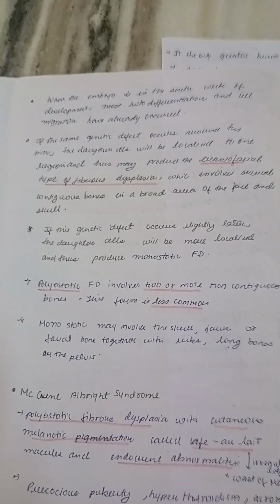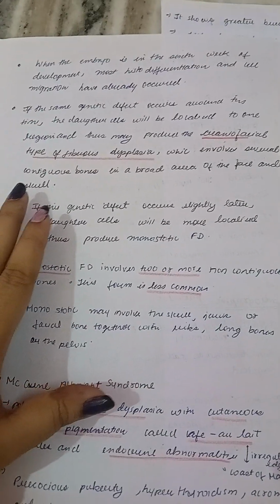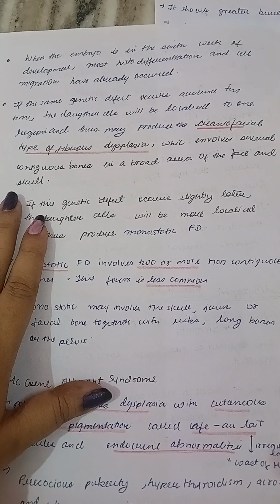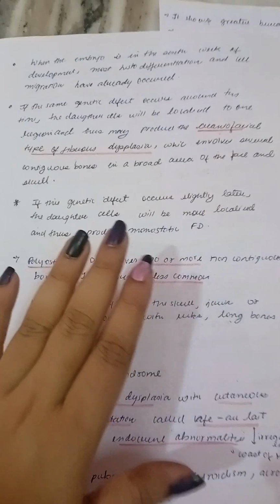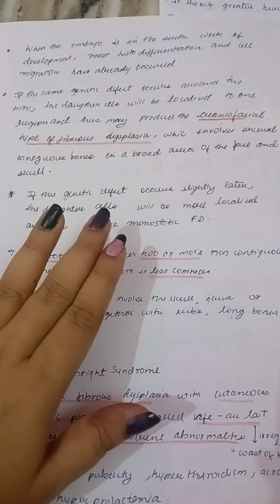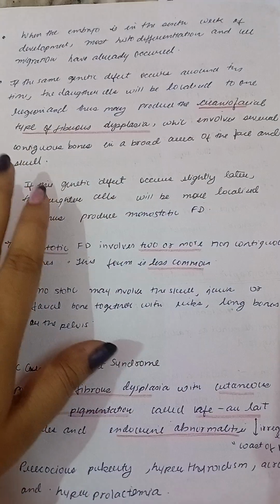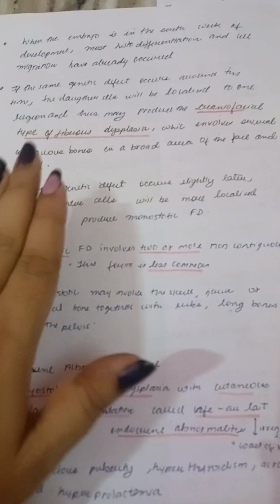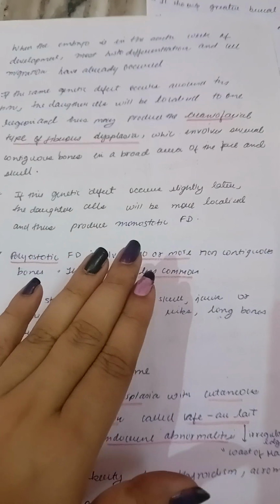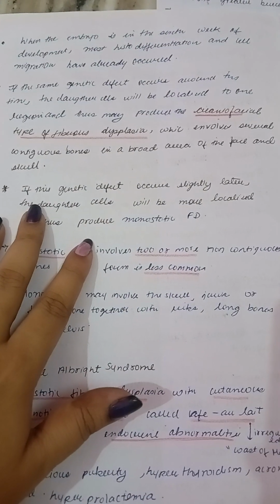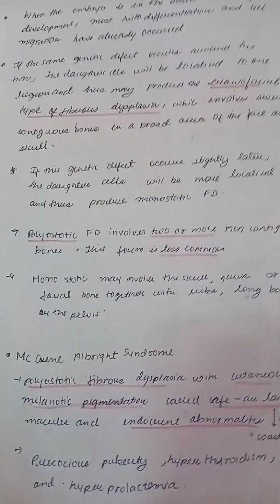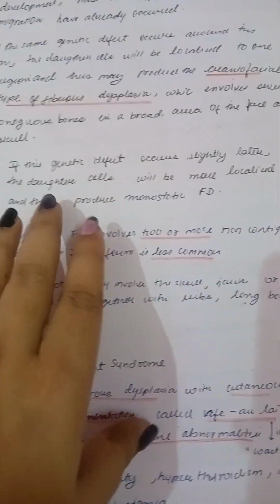Okay, if it occurs at 6 weeks of embryonic development, it is localized to one region and it may produce craniofacial type of fibrous dysplasia, which involves several contiguous bones in a broad area of the face and skull. Okay, it will involve the skull bones.